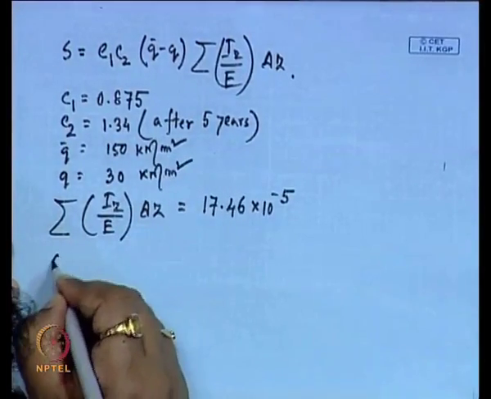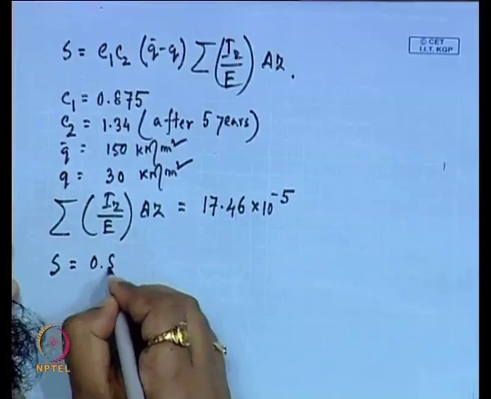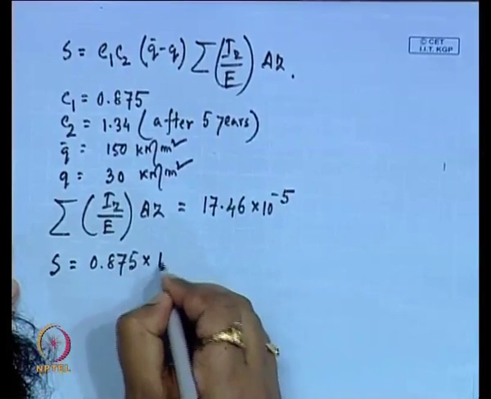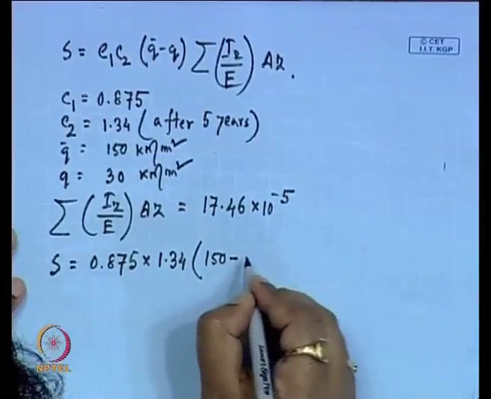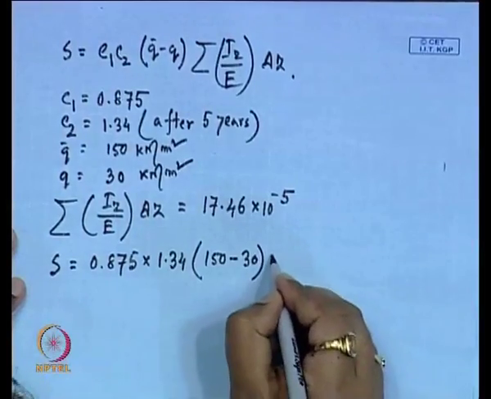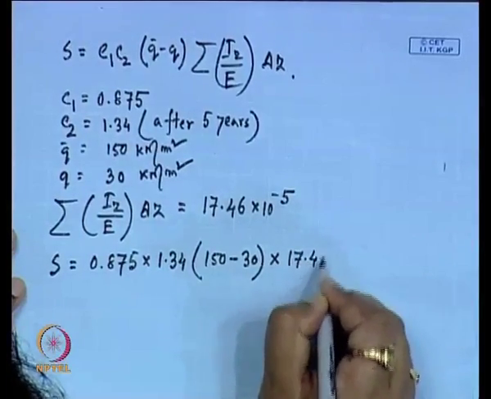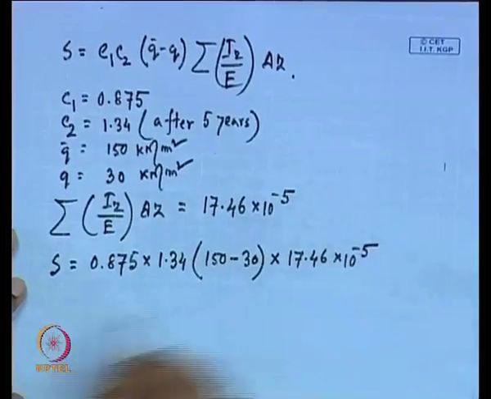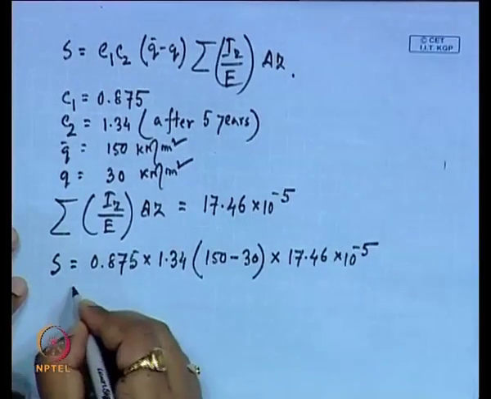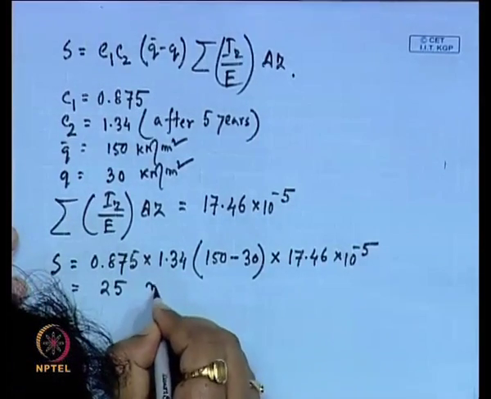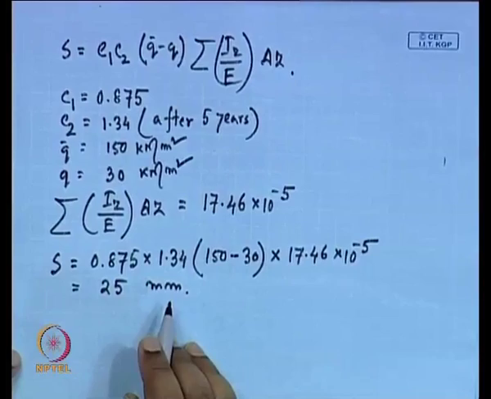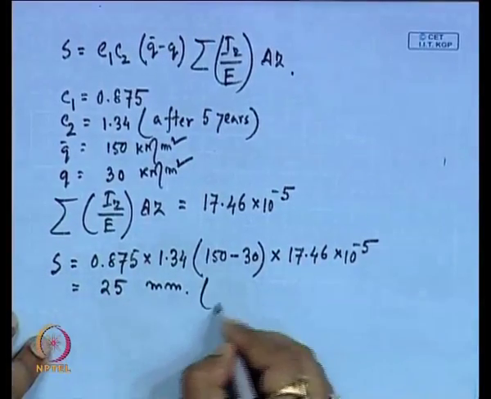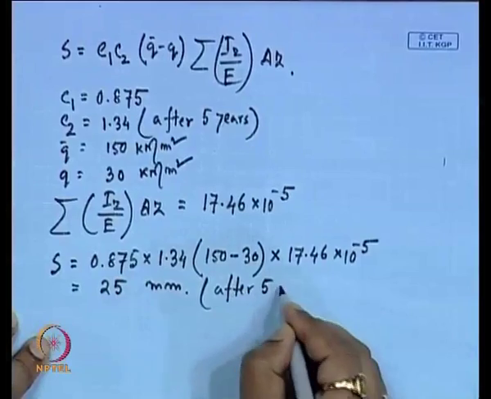Now, if we put these values here, S is 0.875 into 1.34 into (150 minus 30) into 17.46 into 10 to the power minus 5. So, this value is coming 25 millimeter. So, the settlement of this total soil layer under this loading condition is 25 millimeter after 5 years.